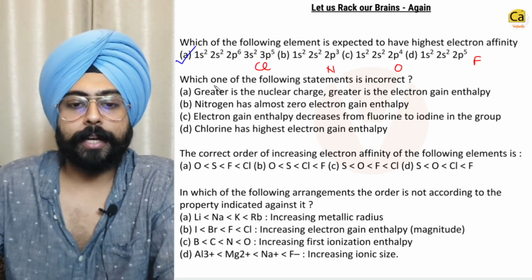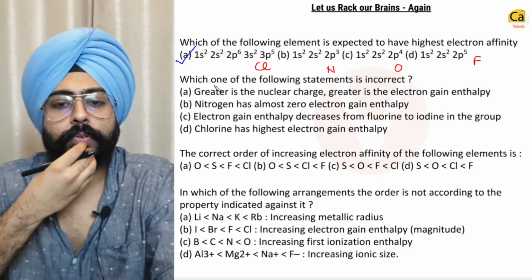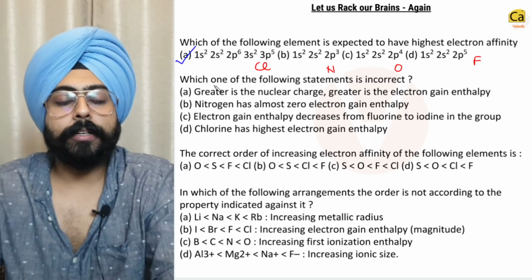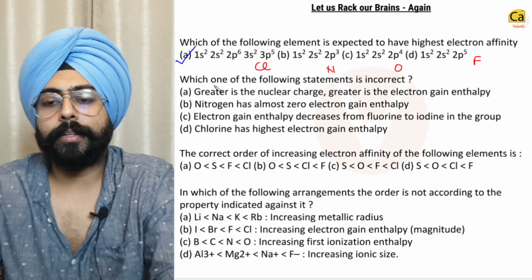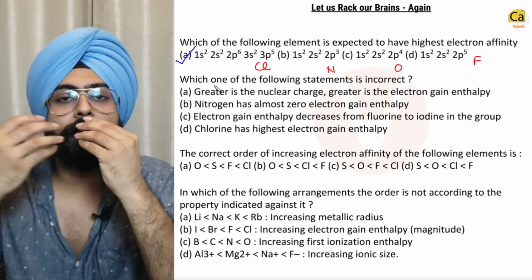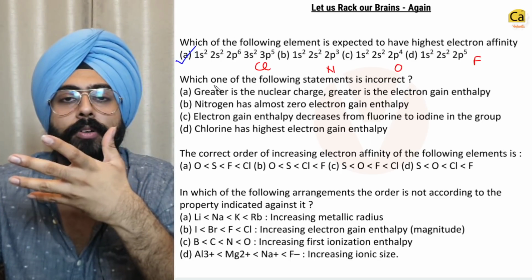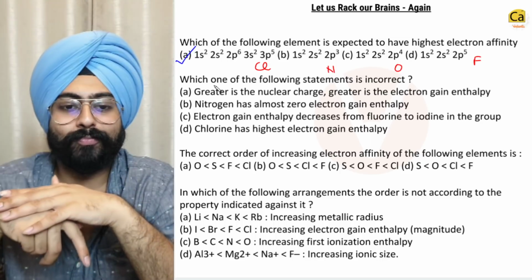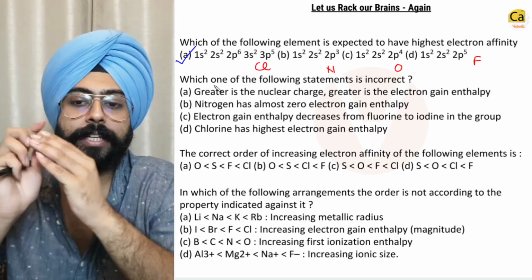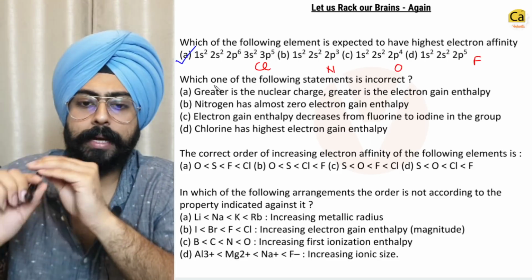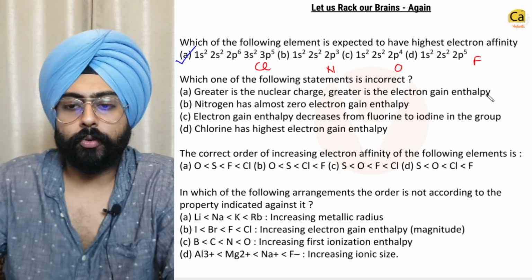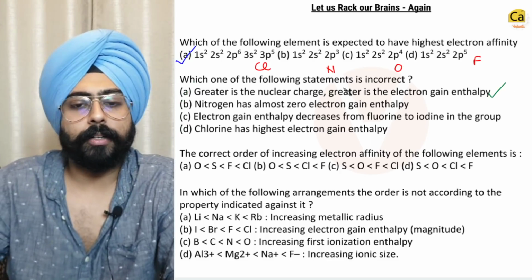Chalo. Next question. Which one of the following statements is incorrect? Let's try to see. Greater is the nuclear charge, greater is the electron gain enthalpy. Pretty much right. If you have more effective nuclear charge, more will be the electron gain enthalpy. Chlorine has a higher electron gain enthalpy compared to potassium. Yeah, isn't it? So greater is the nuclear charge, greater is the electron gain enthalpy. Pretty good. Makes sense. More effective nuclear charge, more electron gain enthalpy. So first statement is correct, not the answer.